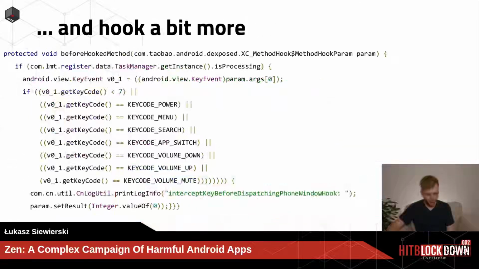It also hooks a bit more. So it also hooks a method that is used to process some keys. You can see that key power, menu search, volume up and volume down, and volume mute are being hooked. And instead of processing the event of the key being pressed, it will just return the value 0. So even if you click on the power button, you probably won't see the reboot option. And if you want to reboot your phone, it's also hooked. So you won't be able to reboot your phone.